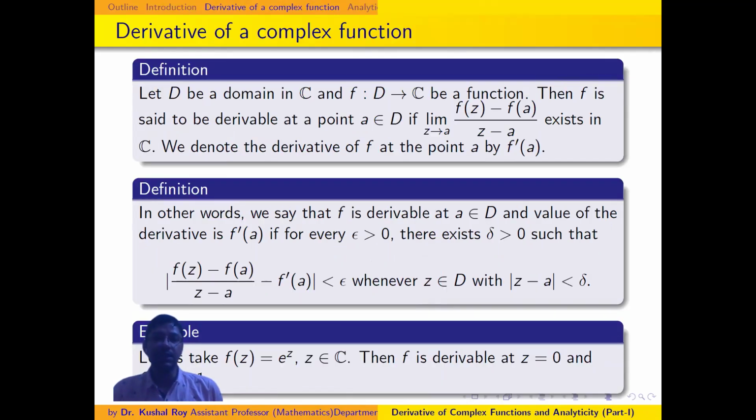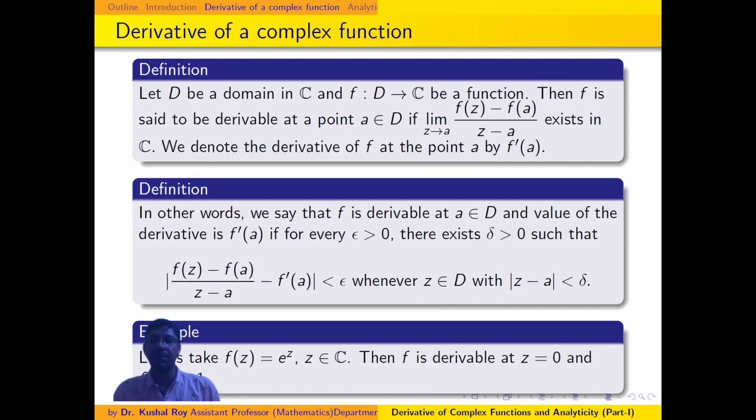So let us first define derivative of a complex function. The derivative of a complex function is defined as: let D be a domain in C and f from D to C be a function, then f is said to be derivable at a point a if limit z tending to a, f(z) minus f(a) by z minus a, exists in C. We denote the derivative of f at the point a by f dash.